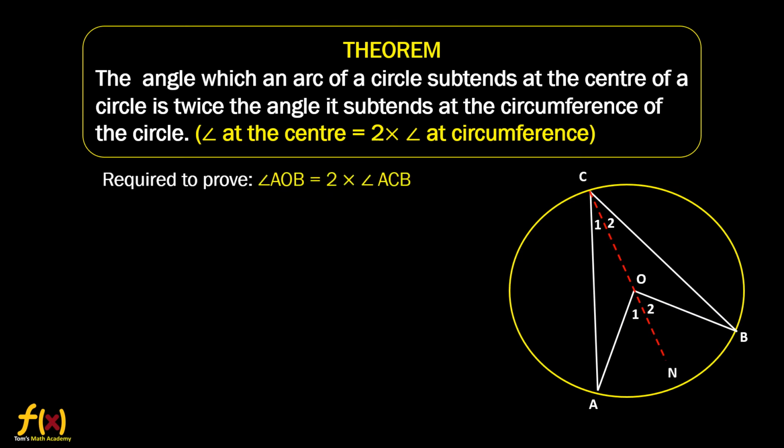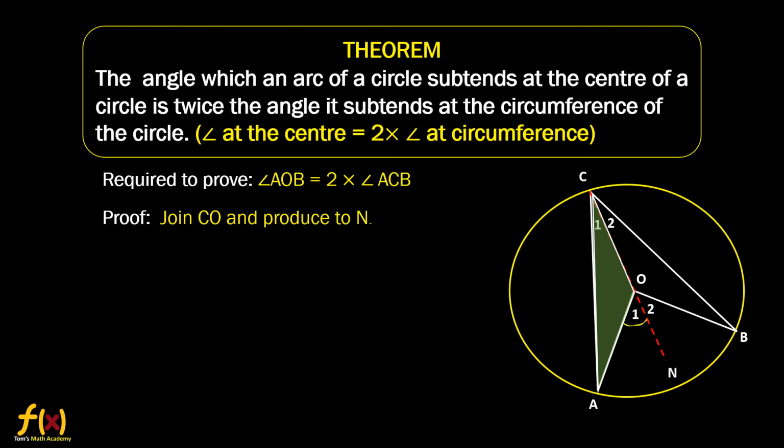So we have a construction here for this purpose. Join CO and produce to N, or extend to N. Draw a dotted line. That is our construction. Then look at this triangle here. I am shading it for a clear illustration of the proof. Look at the triangle OAC. We have an exterior angle. We make use of this exterior angle here.